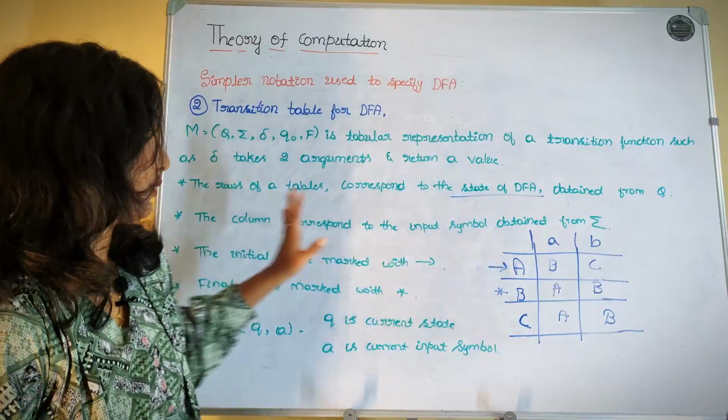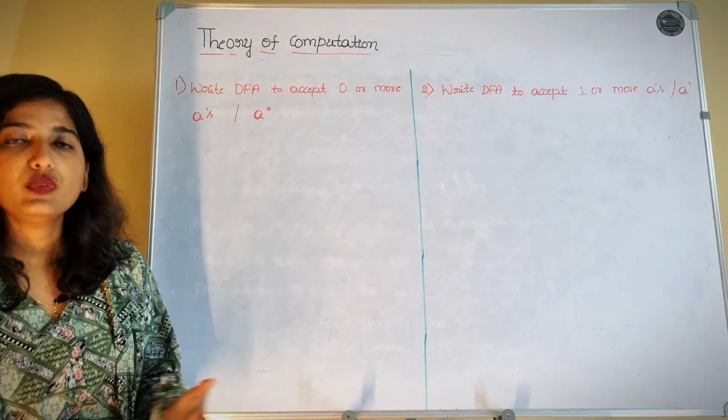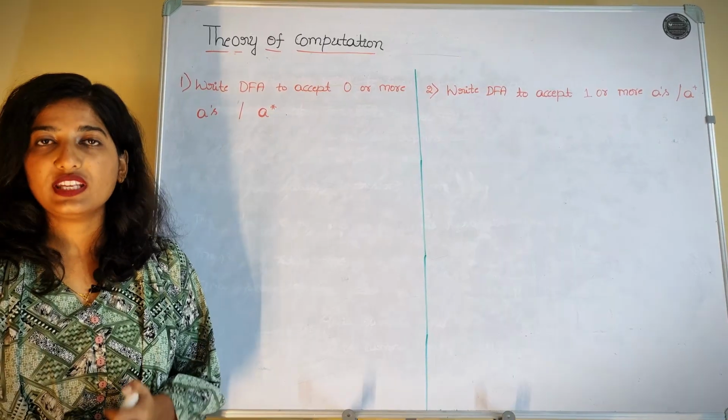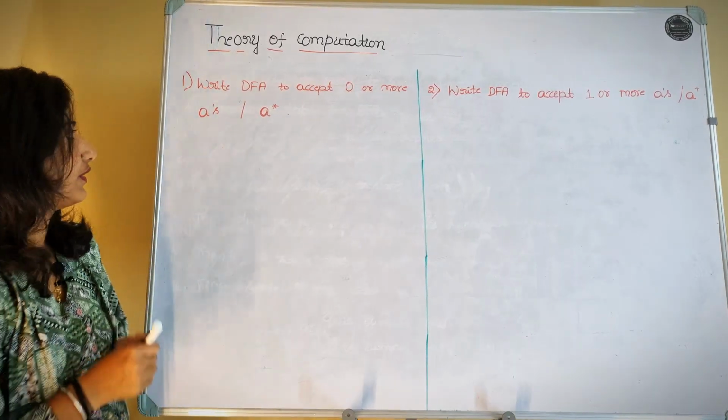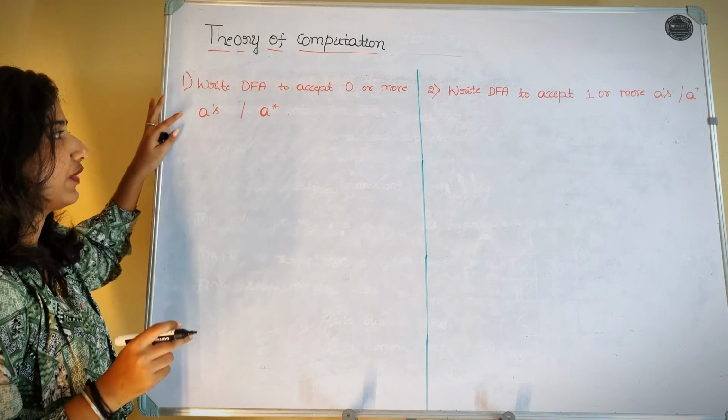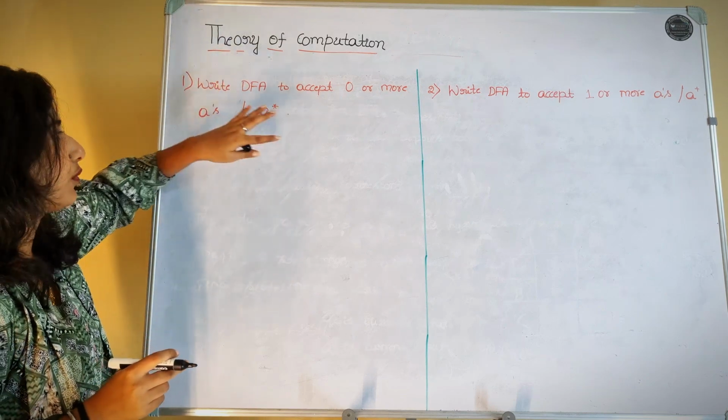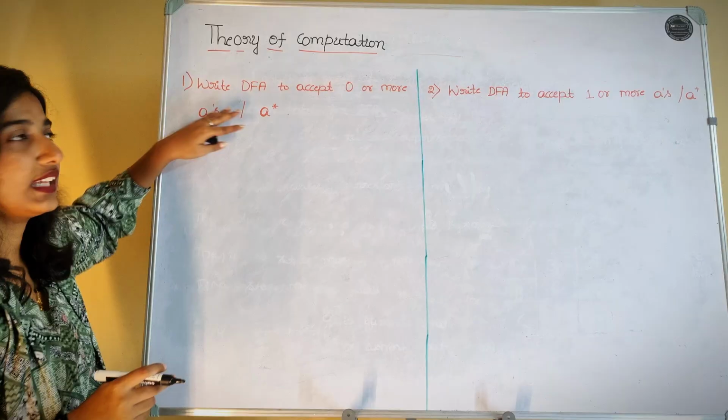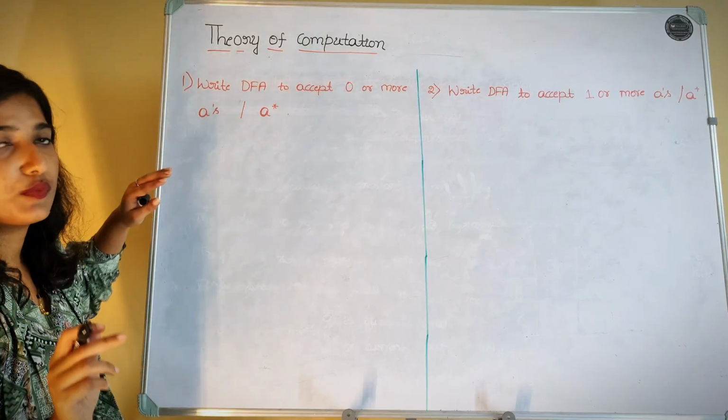Yeah, so let's move to the next topic. So now let us solve some problems on DFA. Okay, so here the first question is: write a DFA to accept 0 or more a's, which means Kleene star, correct? 0 or more a's.